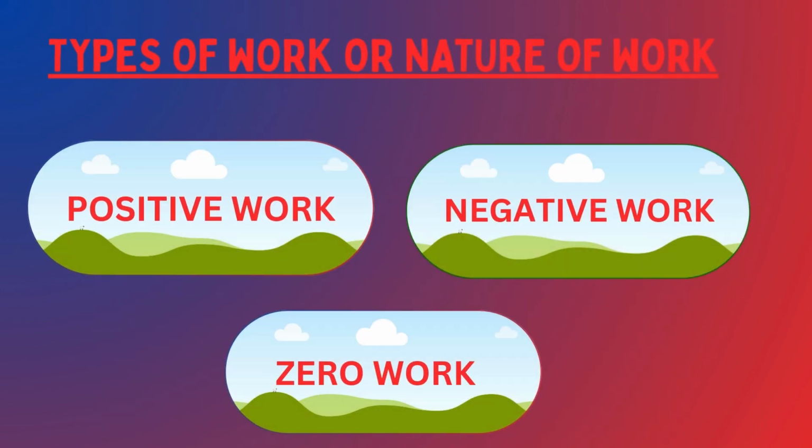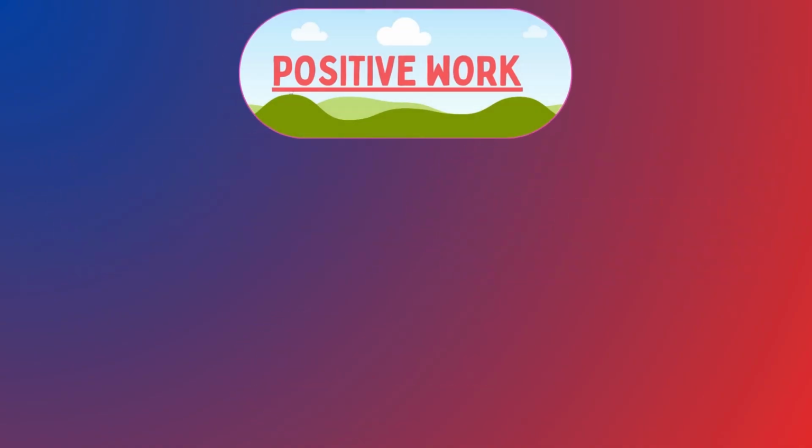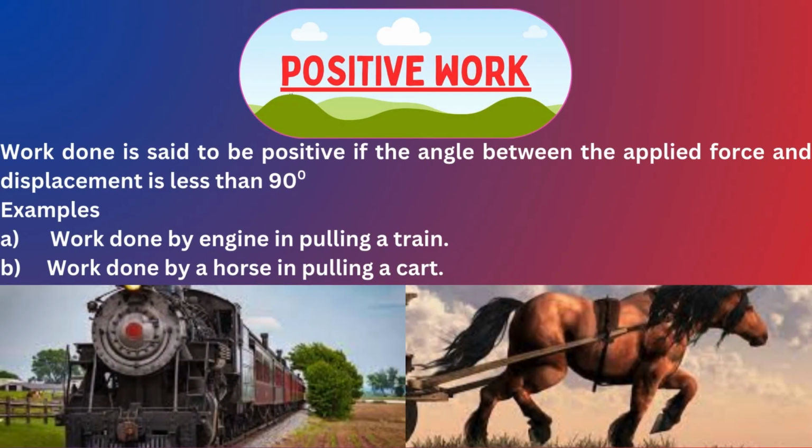Nature of work, or you may say types of work. Depending upon the angle between force and displacement, we can divide work into three types: positive work, negative work, and zero work. Now let us have a look at them one by one. Positive work. What do we mean by positive work? Work done is said to be positive if the angle between applied force and displacement produced is less than 90 degree. So when the angle between applied force and the displacement produced is less than 90 degree, we say work is positive.